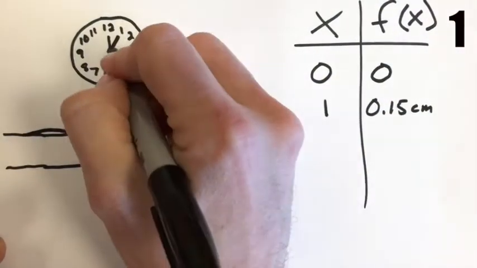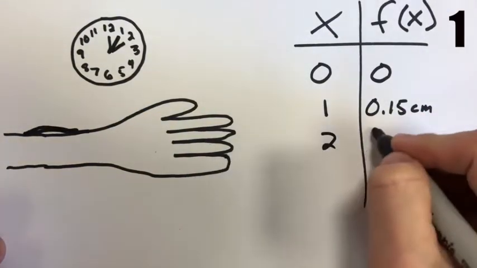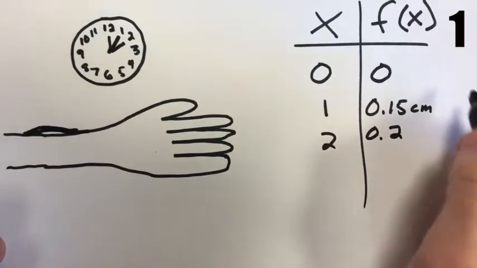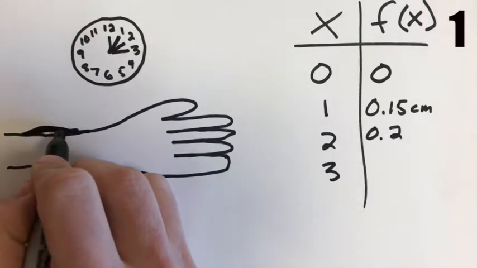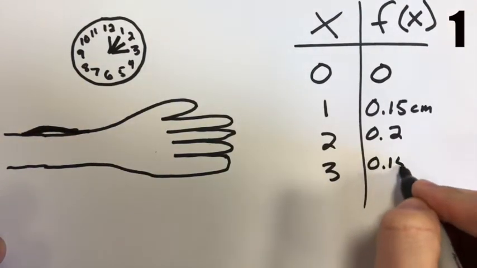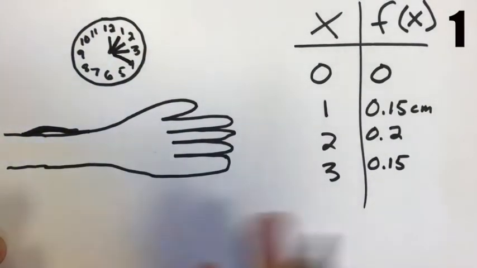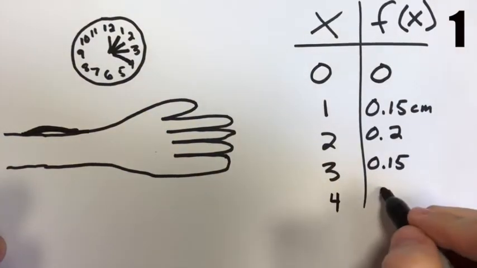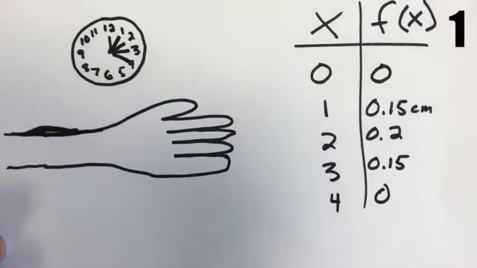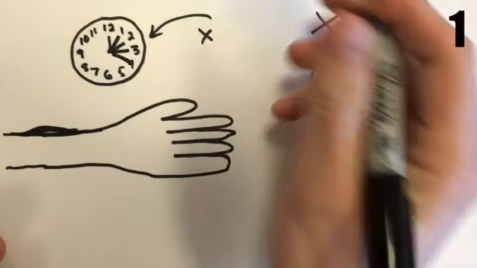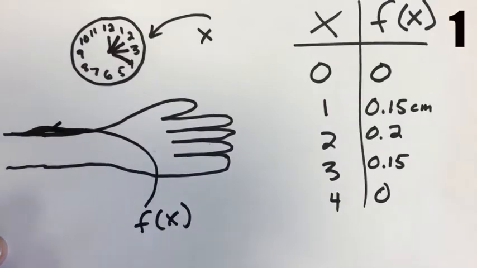centimeters. At 2 o'clock, the swelling has gone up just a little bit more to 0.2. Then at 3 o'clock, so another hour has passed, the swelling is actually reduced back down to its 0.15 centimeters, and maybe there's some ice on it. And then at 4 o'clock, it's back to normal. So it's a very brief swelling period. So x is the number of hours since noon, and f of x is the maximum height of that swelling.